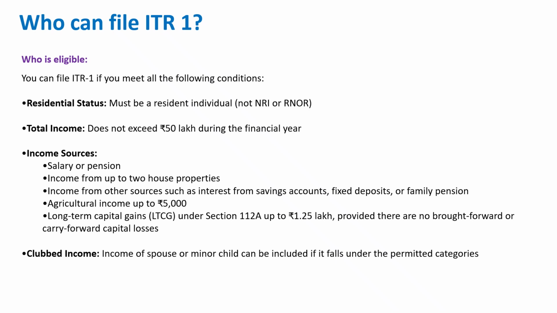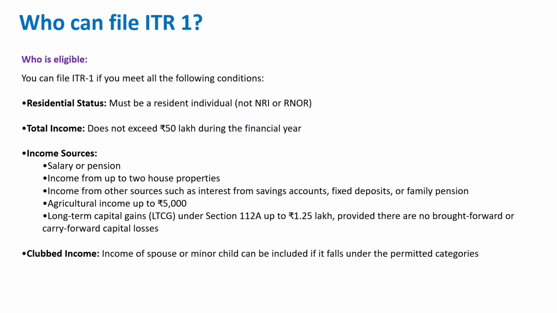So you can file ITR 1 if you meet all the following conditions. The first one is residential status. That means you must be a resident individual. There are certain conditions by which you are treated as resident under the Income Tax Act. Second, total income does not exceed 50 lakh during the financial year. If you cross 50 lakh, then you need to use ITR 2, not ITR 1.